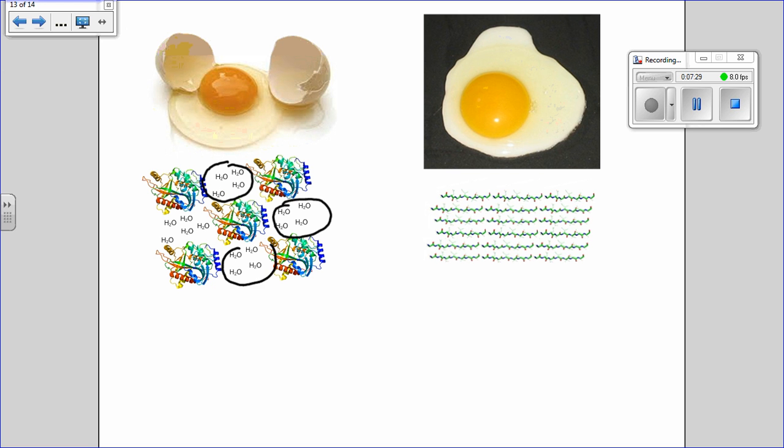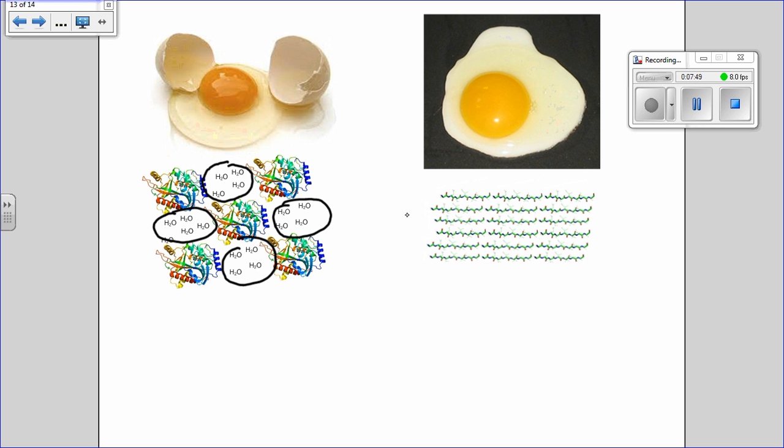These gaps hold water, and so the reason why the inside of an egg is liquid, or in the cytoplasm of a cell, the reason it's liquid is because it holds water in the gaps between the proteins. So the cytoplasm here in your egg is actually a combination of water and protein.